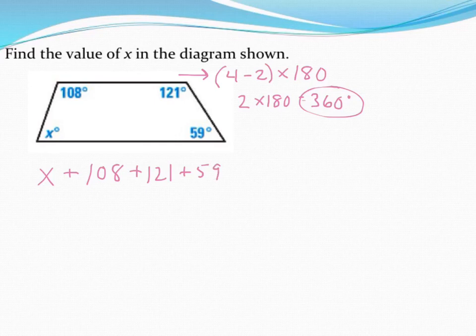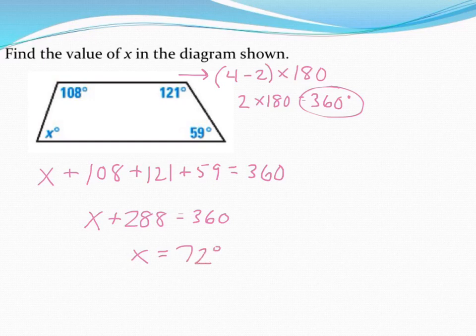And I know that those 4 angles need to add up to 360 degrees. A quadrilateral's interior angles will add up to 360 degrees. And from there, it's just a matter of solving this algebra equation. So I'll add up my like terms and get x plus 288 has to be equal to 360. And once I subtract 288 from both sides, that missing angle must be 72 degrees. This would be a very easy one to check out. Just go and plug in 72 for x, add up those 4 angles, and make sure they do add up to 360.